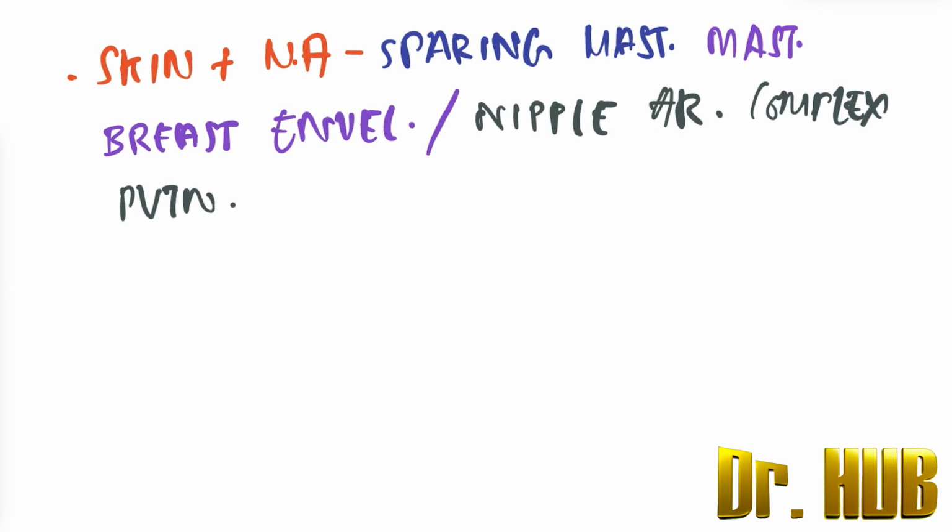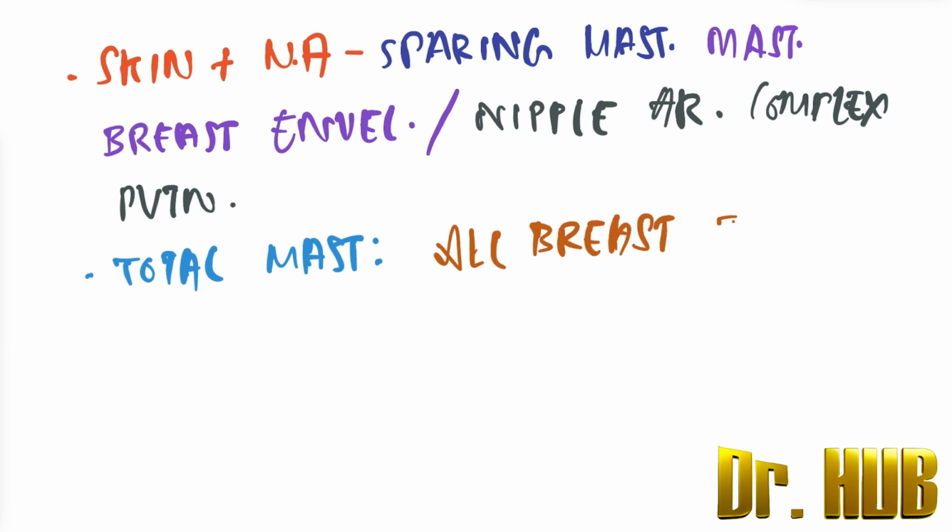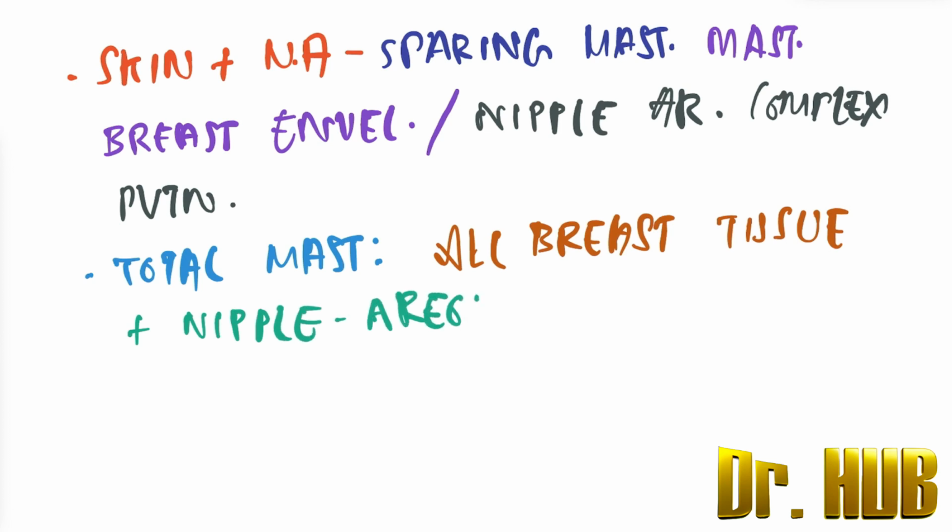Then we look at the total mastectomy. Total mastectomy means involvement of all the breast tissue, the nipple areola complex, along with the skin.